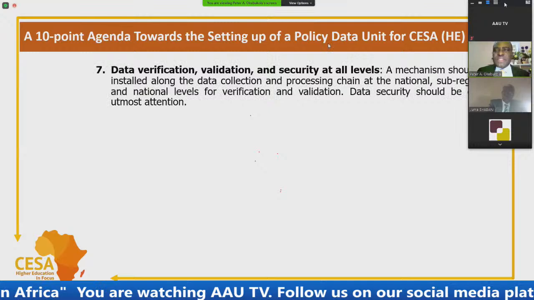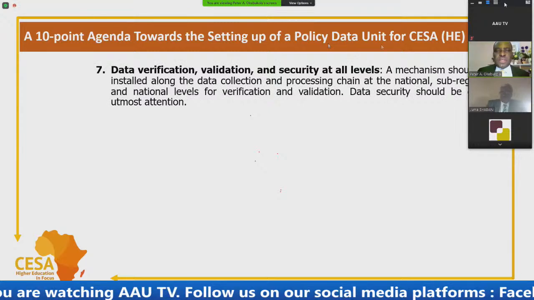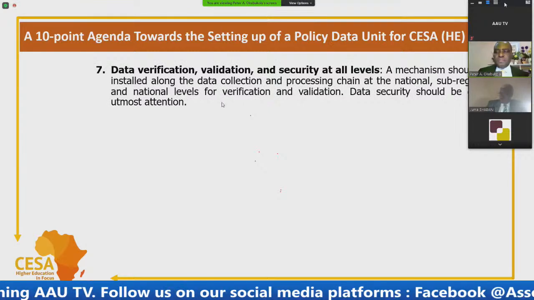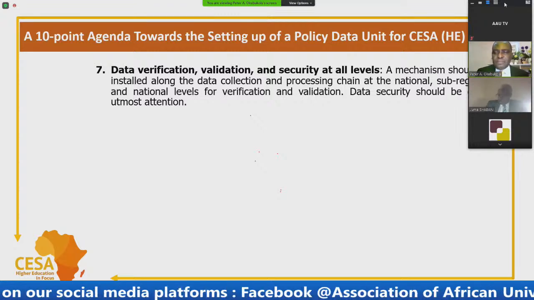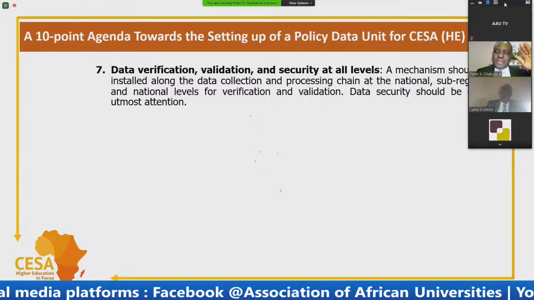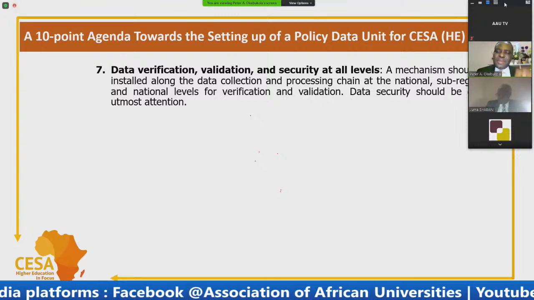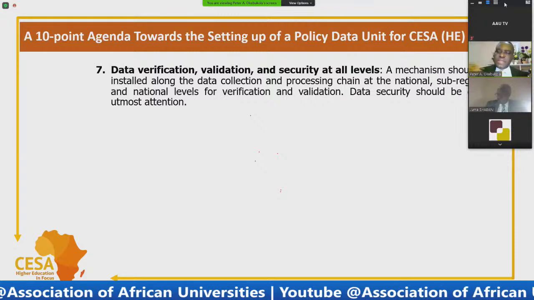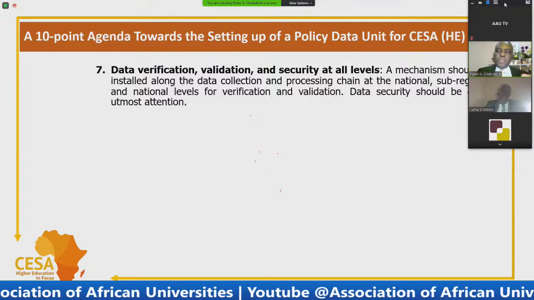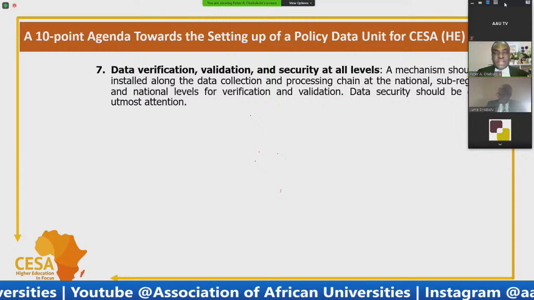Number 7 of 10 is data verification. You have to verify the data. You have to validate the data. You see, when there are these ranking schemes, global ranking schemes, Times Higher Education, they collect data from institutions all over the world, and how they are able to validate that data, I'm not too sure.